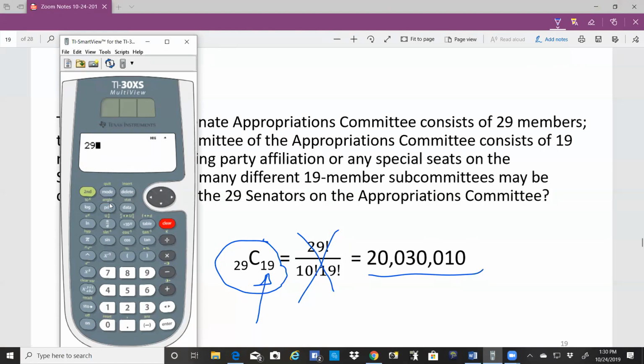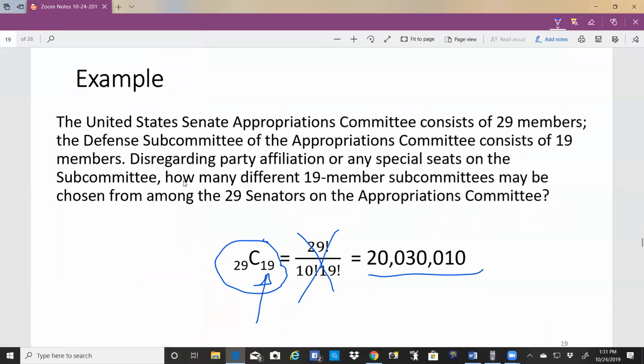Combination 29 taken 19 at a time, and that is 20,030,010. That's how many different committees you could form from 29 people if the committee size was 19. So you have to have a calculator to do this.